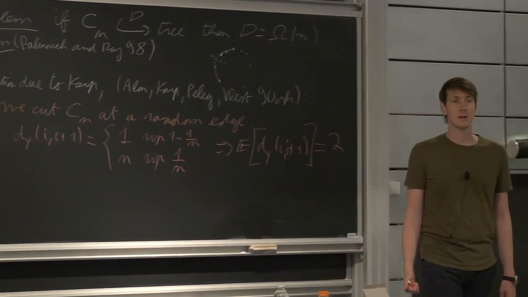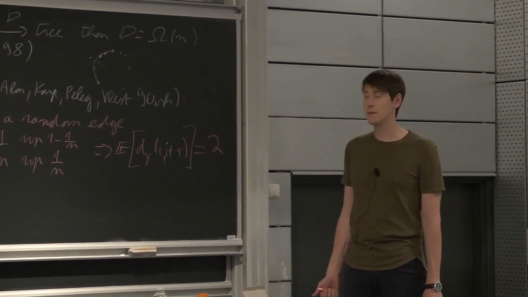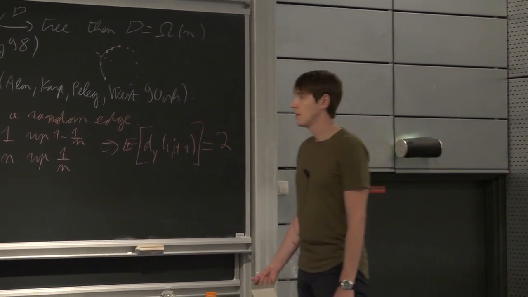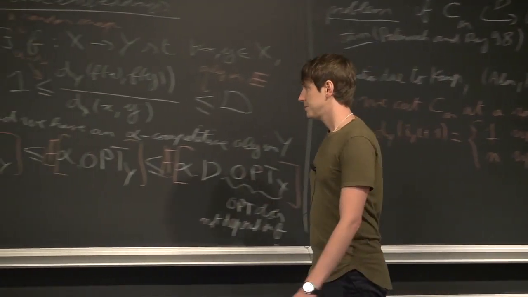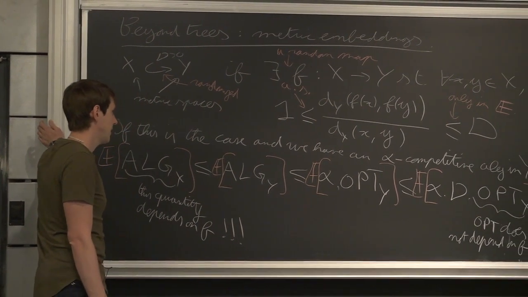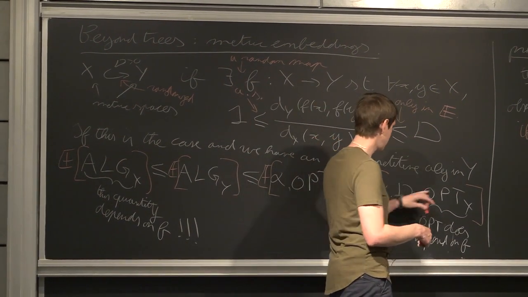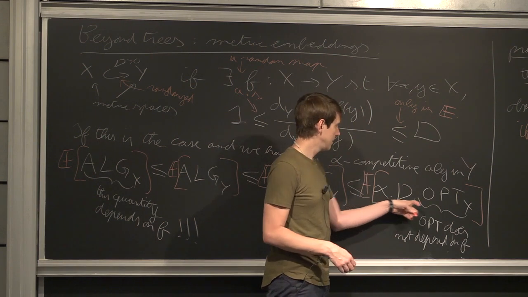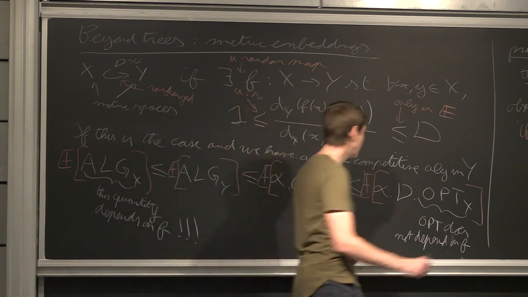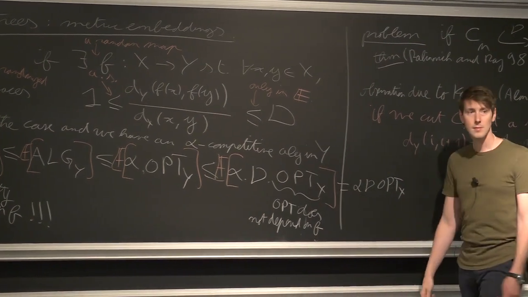Here we have a bound on the expected alg over the expected opt, which is the competitive ratio. What if we care about the expectation of the ratio rather than the ratio of the expectations? Let me think. This quantity has no expectation. This is equal to just alpha D opt in x.